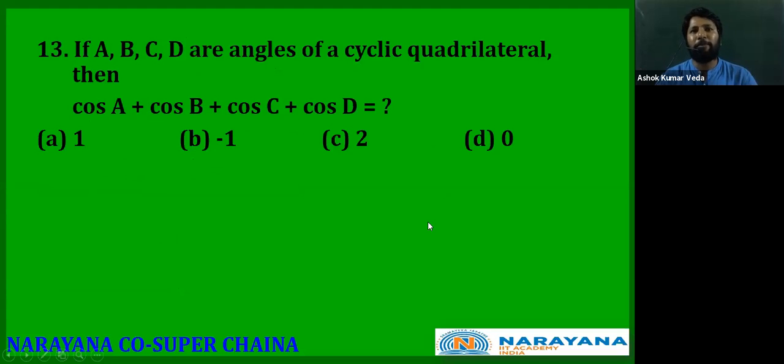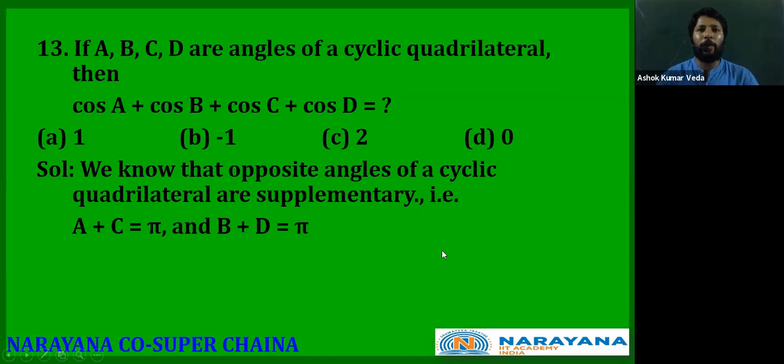If A, B, C, D are angles of a cyclic quadrilateral, then cos A plus cos B plus cos C plus cos D is equal to what? Okay, the options are right here. Let's see. We know that the opposite angles of a cyclic quadrilateral are supplementary, right? That means angle A plus angle C is pi and angle B plus angle D is also pi.